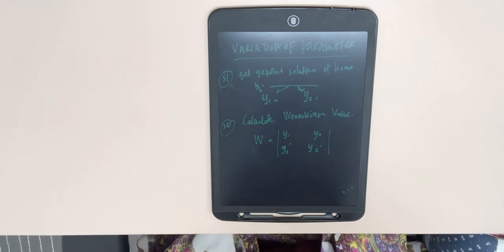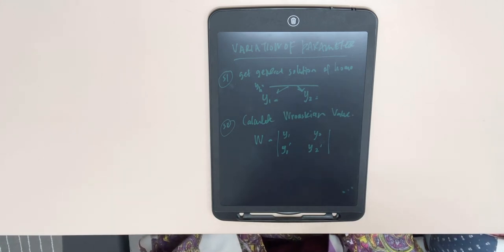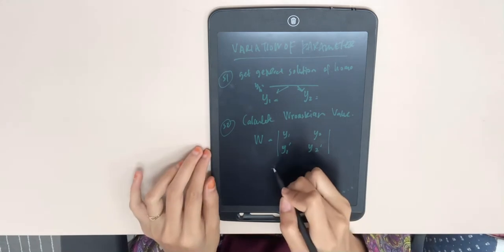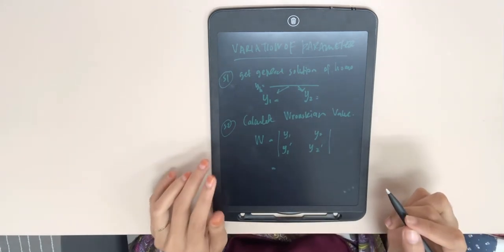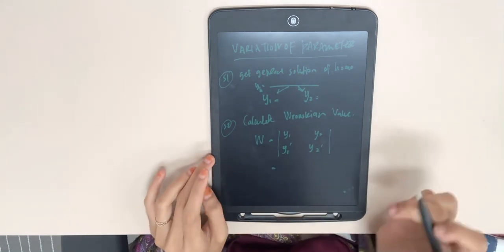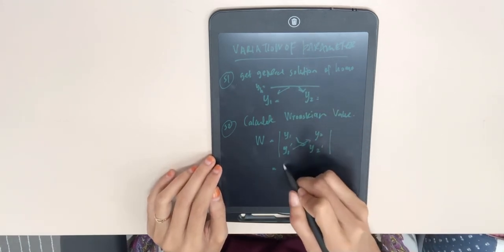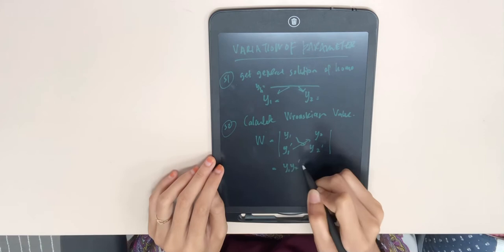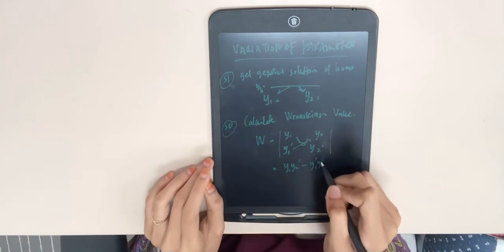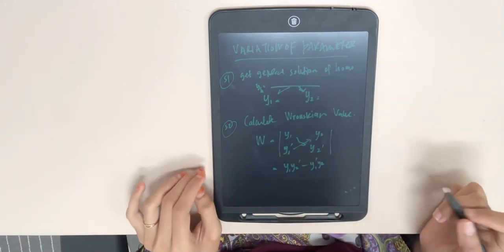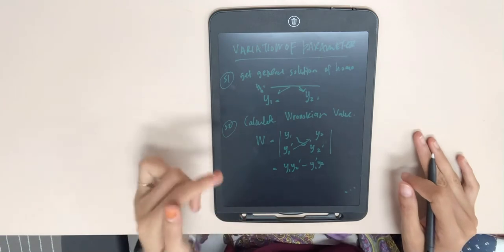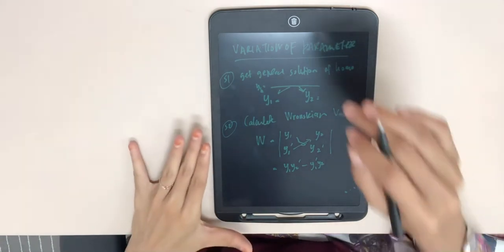Then, how do you find the determinant? Just cross multiply, right? So it will be Y1 Y2 prime minus Y1 prime Y2. This is the second step. Then step number 3.